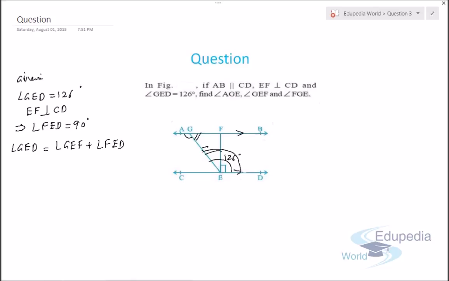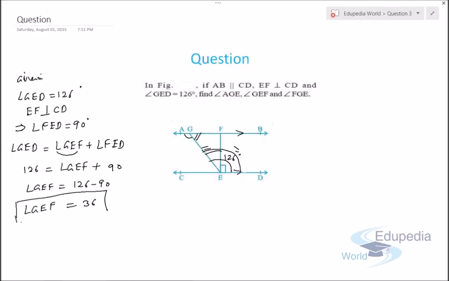So this can be written as this angle plus this angle. So we have GED as 126, equal to GEF plus FED, which is 90 degrees as given. So we get angle GEF as 126 minus 90. So the answer will be 36. So angle GEF is 36.